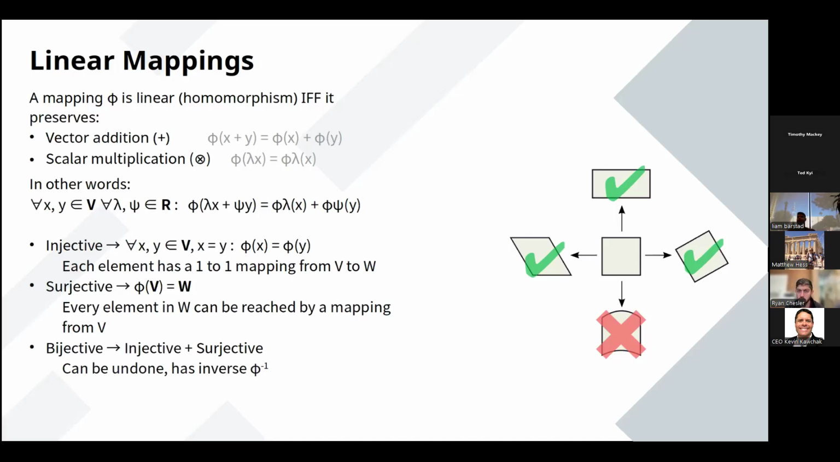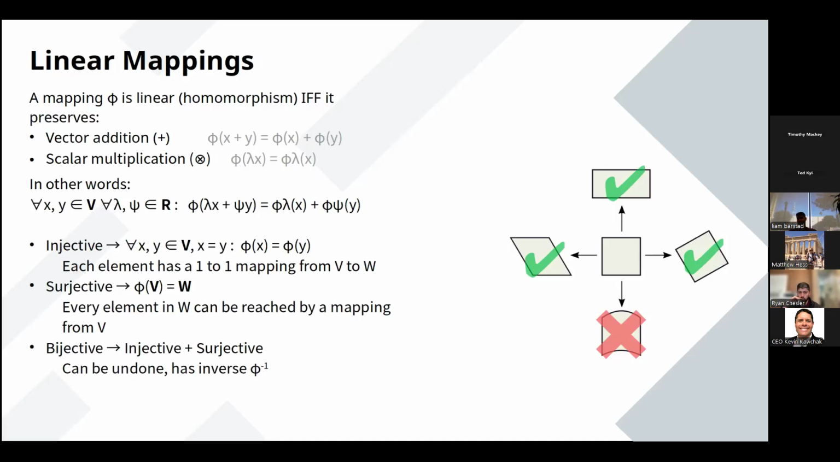There's actually a diagram a couple of slides later that might help. It's not using the same concept, but when we talk about kernels and images, the same diagram might help make this a little bit clearer. Also, the rank nullity theorem might help a little bit.